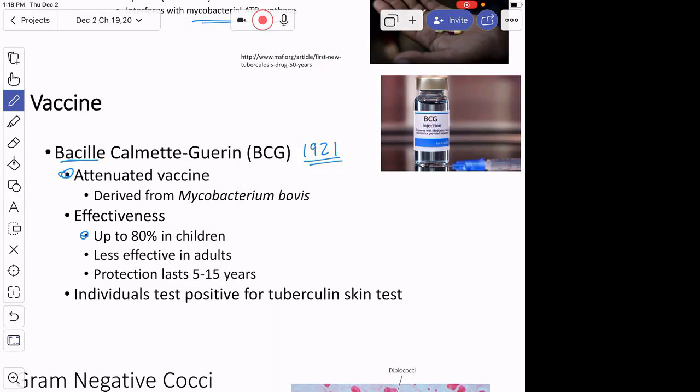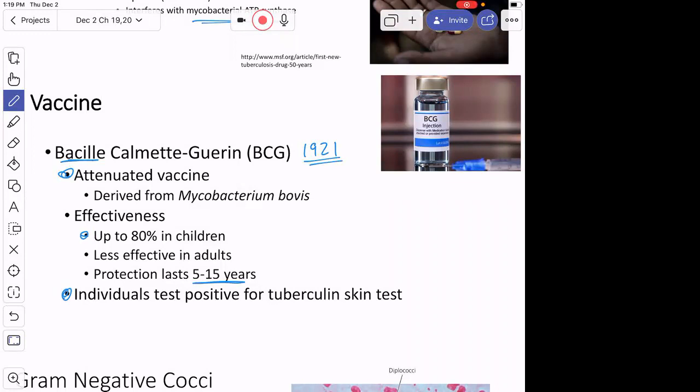The immunity only lasts somewhere between 5 and 15 years, and it's much less effective in adults, right? We want to protect everybody and not just kids. So unfortunately, protection is not good in adults. And individuals are going to test positive on the tuberculin skin test. So if they are vaccinated at one time, it just makes it more complicated to diagnose later on. That's one of the reasons we don't give it routinely in this country. But in other parts of the world, it does, again, have some effects.